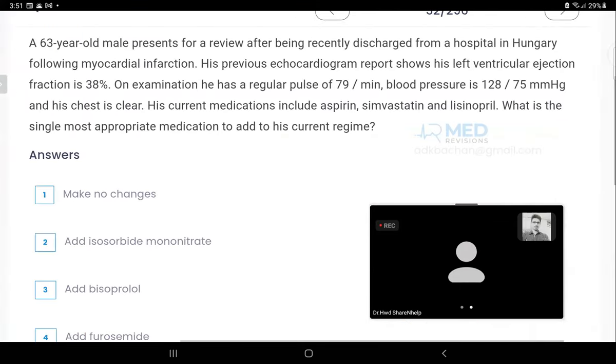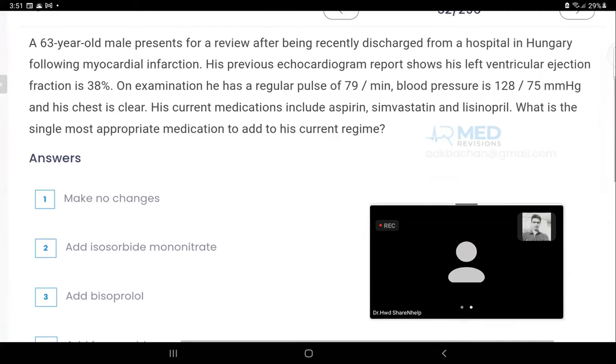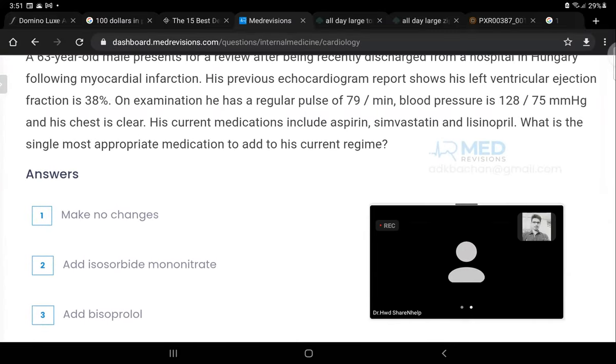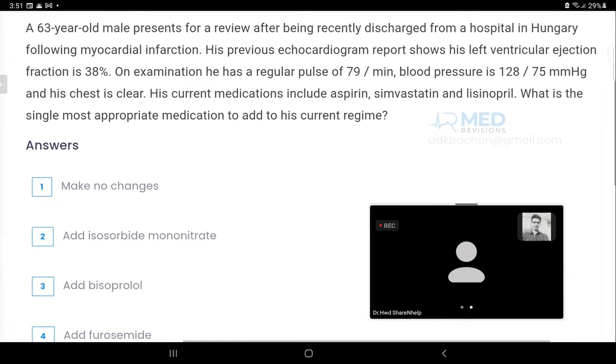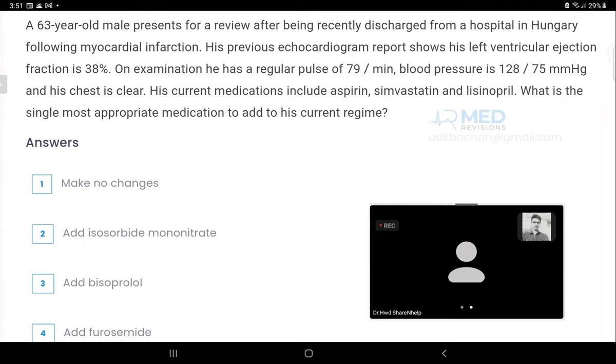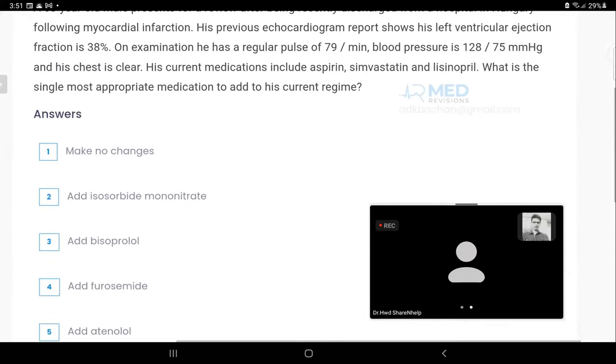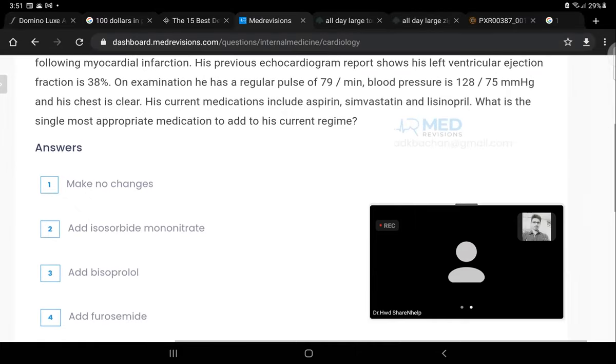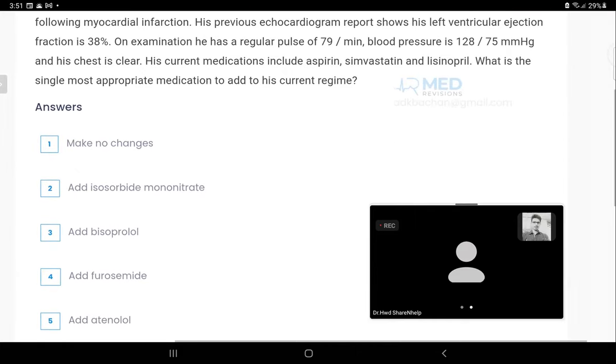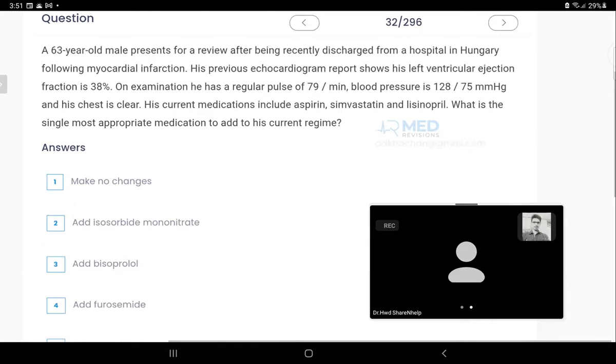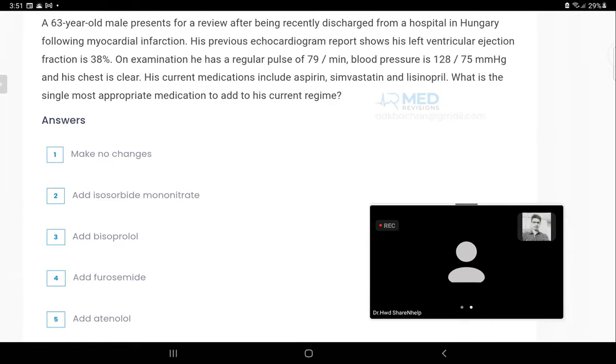So next question. Now let's read this. This one says, what's the single most appropriate medication to add to his current regimen? You guys have 30 seconds to answer this. I hope you guys are following. We're just starting. I'm sure it must be a little annoying to do these questions and understand them at such a pace. But this is practice for your final days of exam. So 30 seconds.